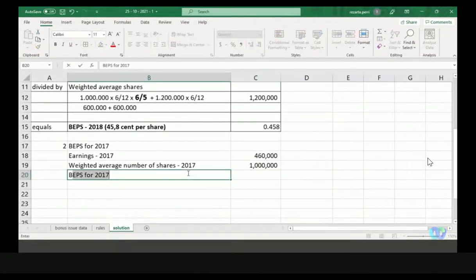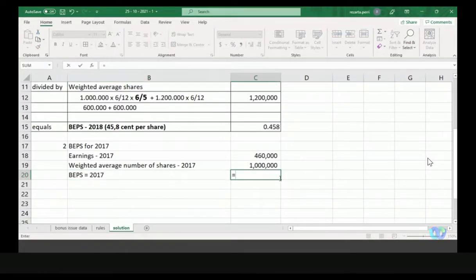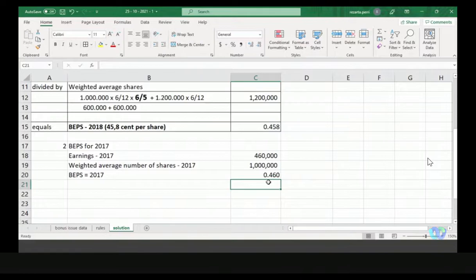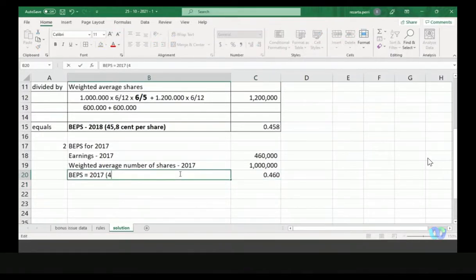Again, basic earnings per share for year 2017 will simply be the ratio between earnings and the weighted average number of shares. That is the amount of the basic earnings per share as we stated at the end of 2017. We completed the financial statement and we reported a basic earnings per share value equal to 46,000, so that is over here 46 cents per share.